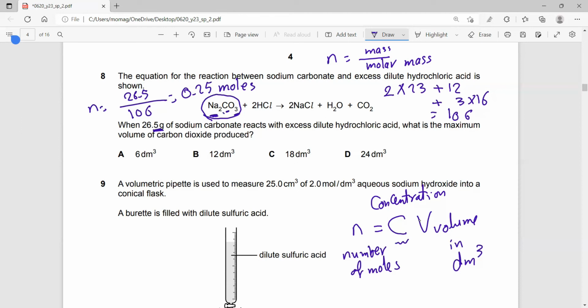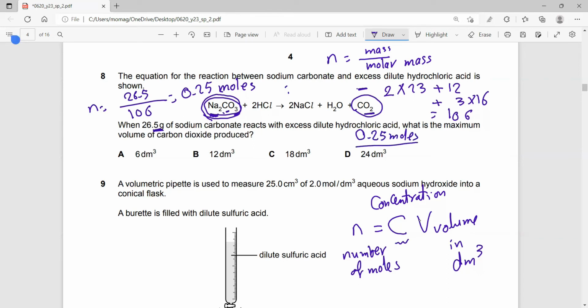So during this reaction, we use 0.25 moles of sodium carbonate to produce how many moles of carbon dioxide? 1 mole. We have one quantity here, and we have one quantity of carbon dioxide. So the ratio is the same number of moles for carbon dioxide. So for carbon dioxide, we have released 0.25 moles.